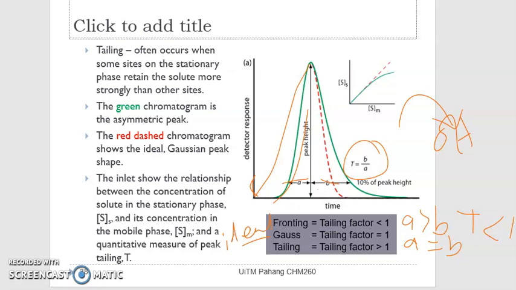Dia mesti sama. But when the tailing factor is more than 1, bila more than 1 ni, when A is lesser than B, or when B is more than A, your tailing factor will be more than 1. So tailing occurs. So you can find or calculate this by using the tailing factor formula there.